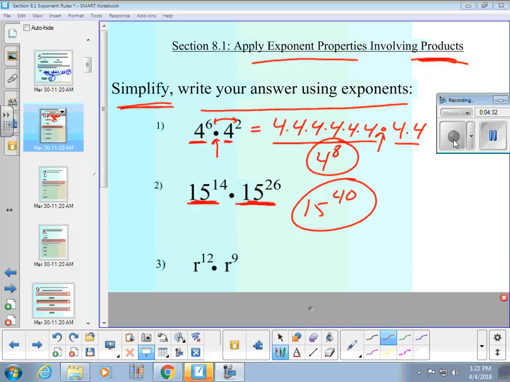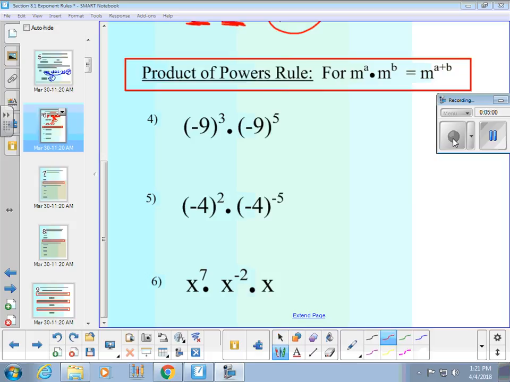Same thing with this next one, even with variables. R to the 12th times R to the 9th. Well, something to a power or to an exponent already means you're multiplying. And multiplying R times itself 12 different times, and then times itself 9 more different times. I could write out all the R's that there would be, but really I can just also know that I'd write out 21 different R's if I lined them all up. I just add the 2 exponents together and keep that same base, so R to the 21st.